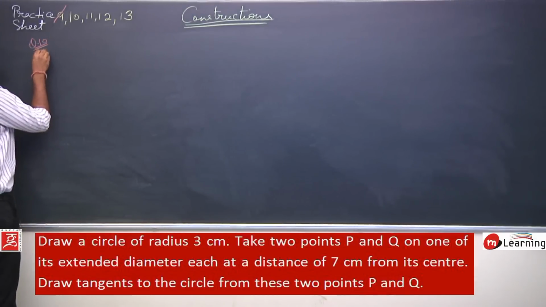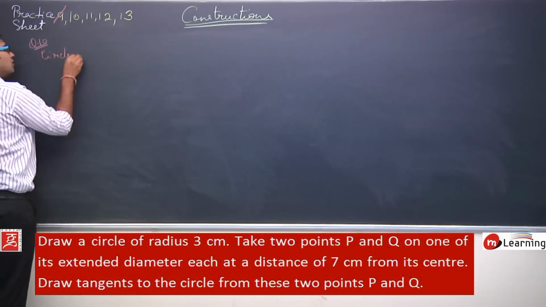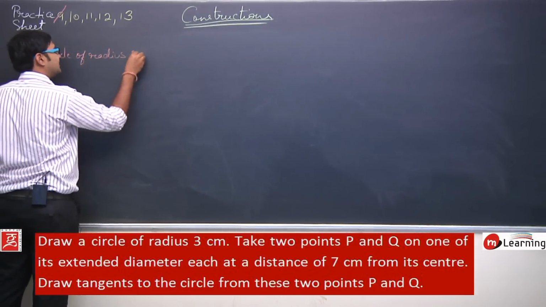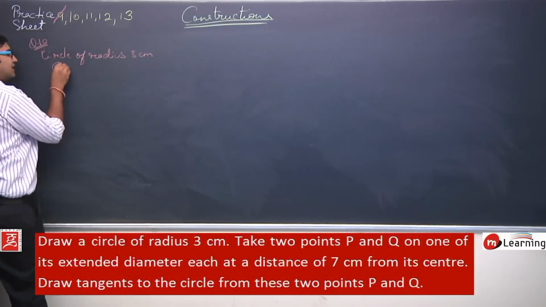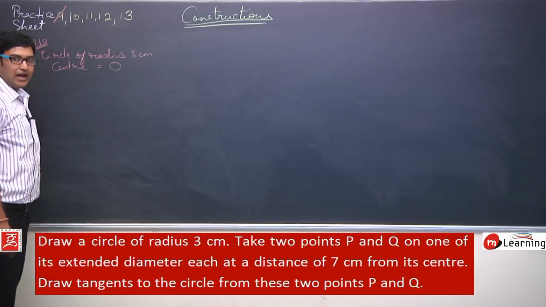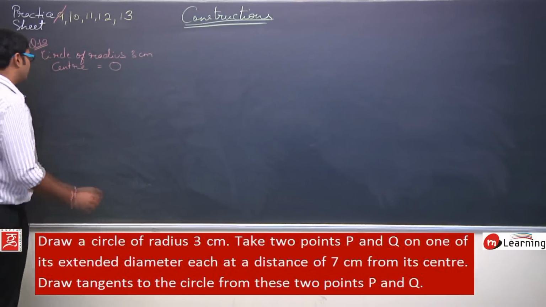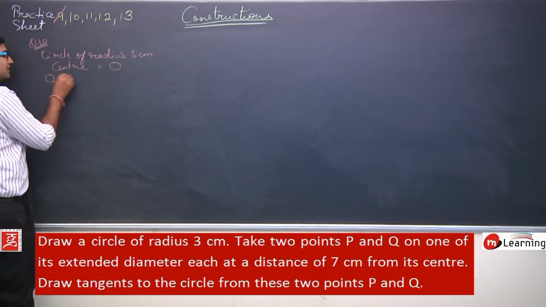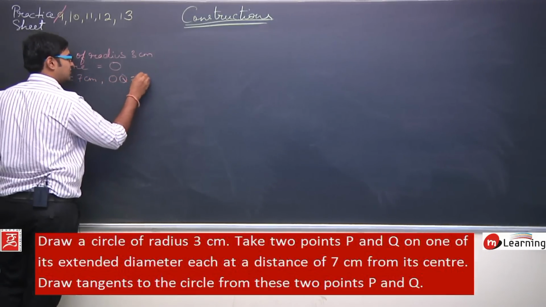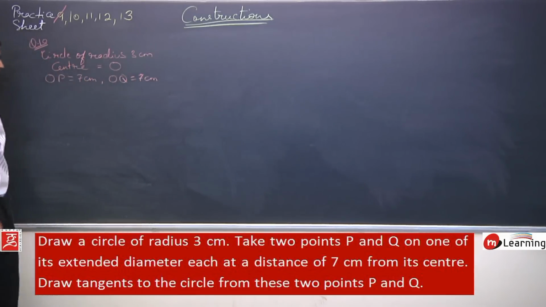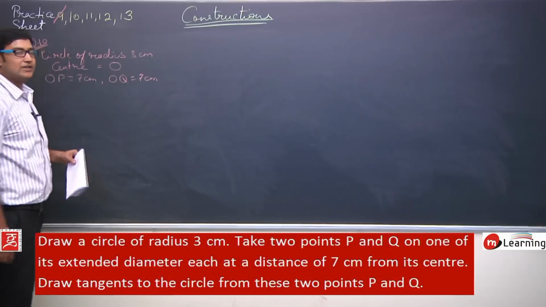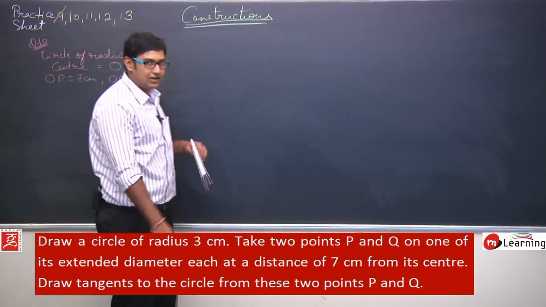Let us say a circle of radius 3 centimeter. Let us say the center of the circle is O. And I have to have 2 points P and Q such that OP is equal to 7 centimeters and OQ is also equal to 7 centimeters. So you have to have 2 points. Now this OP and OQ, so first task is to locate the center of the circle.